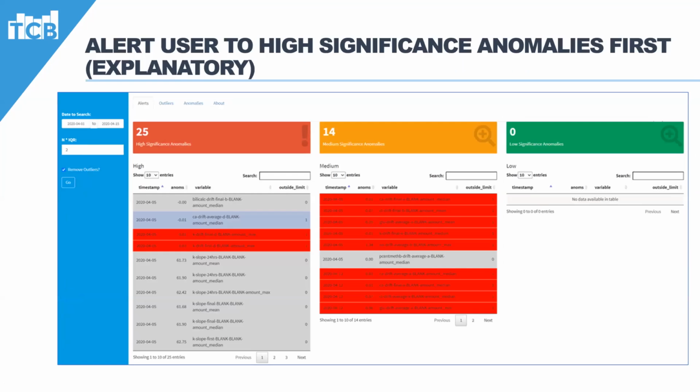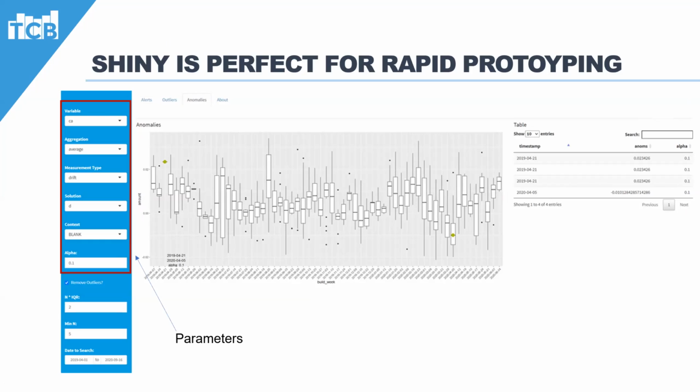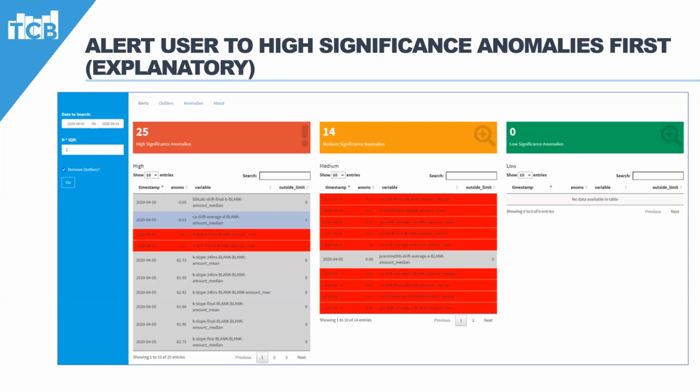All right. Now the next screen is actually how we ended up presenting the data to the user when they log in. Once we got past this rapid prototyping version, we wanted to be more explanatory and alert our users to what's important and what they should pay attention to. So they log into the app and they see this. What you're seeing here is the date range that they care about. They want to find anomalies in the first 2 weeks of April.